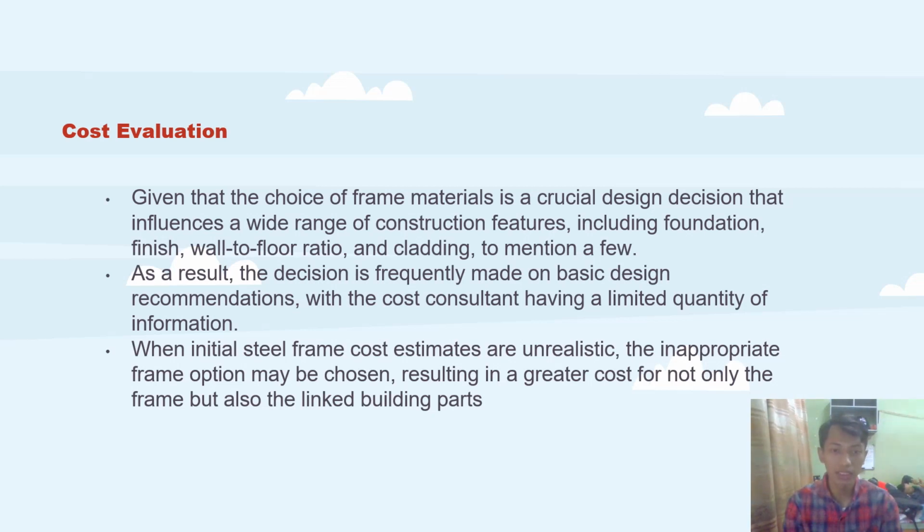As a result, the decision is frequently made on basic design recommendations, with the cost consultant having a limited quantity of information. When initial steel frame cost estimates are unrealistic, the inappropriate frame option may be chosen, resulting in greater cost for not only the frame but also the linked building parts. Because frame construction is a critical path activity, it can have an impact on buildability, logistics, and the construction schedule.